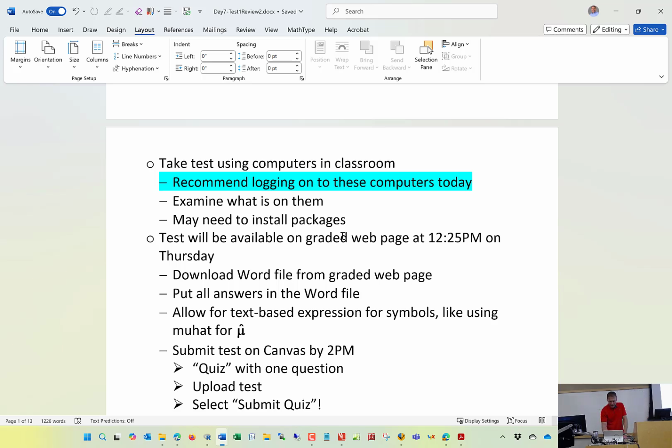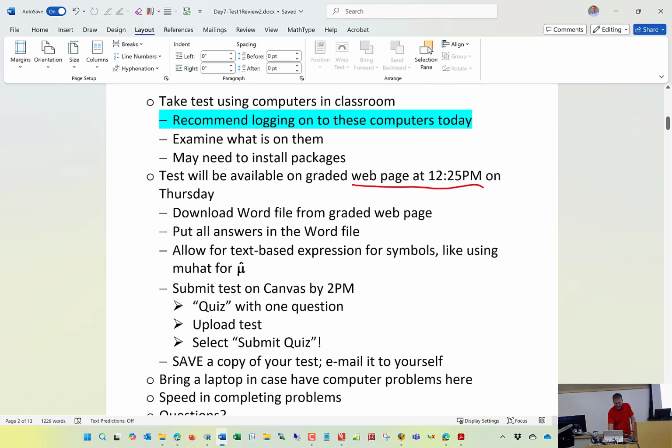I will make the test available as a Word file on my course website, the graded web page at 12:25. So if you want to start early, get to class early, and you have essentially 5 extra minutes. So again, you'll download a Word file from the graded web page, put all your answers in this Word file. There will be equations that you might have to type out. I understand not everyone is as good at typing out equations as I am. So I am okay if you use, let's say, a text-based equivalent to an equation.